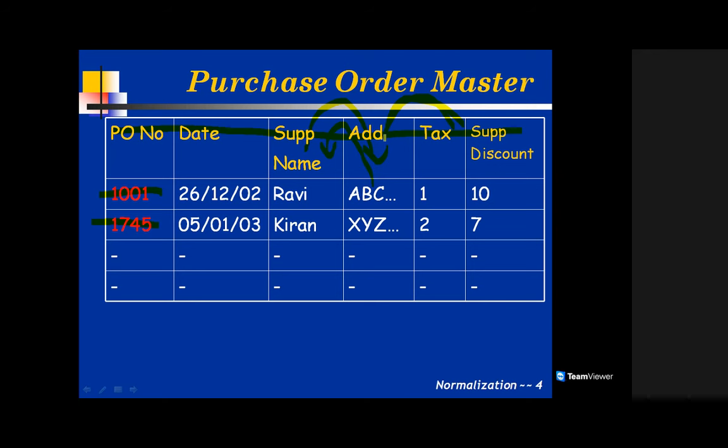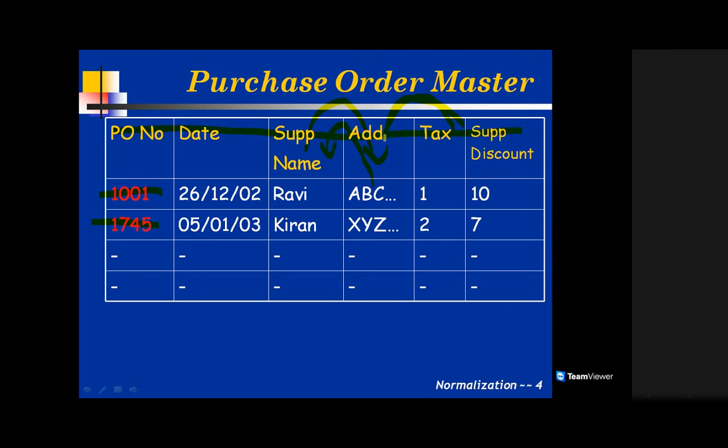What do you mean by transitive dependency? I am dependent on you, you are dependent on me. If there is something like this, you have to remove these columns out. So you will get supplier name, address, tax from this table. And supply discount, you need to create another table.